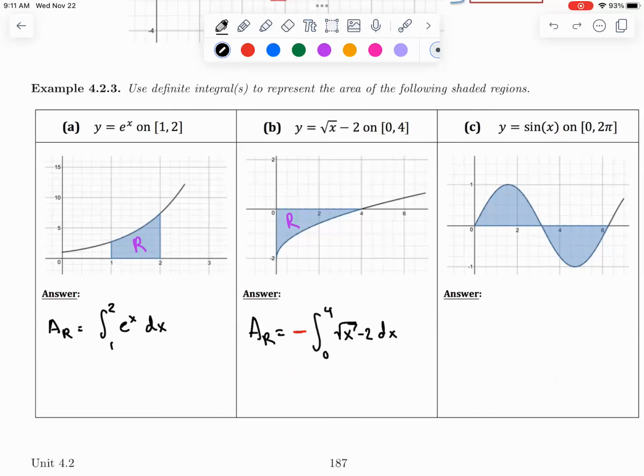So that means that we're integrating with respect to x. So our bounds need to be in terms of x.